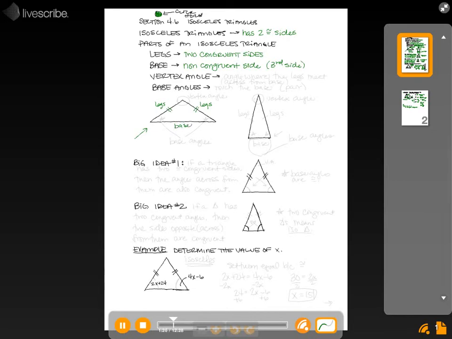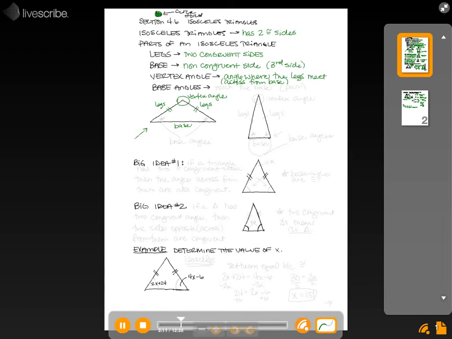The vertex angle is the angle where the legs meet, where they come together. So our vertex angle is here. Now, it won't always be at the top of the triangle. One way to think of it is that it's across from the base. So it may be to the left, it may be to the right, but it's always across from the base. It's where the two legs come together. It's where the two legs meet.